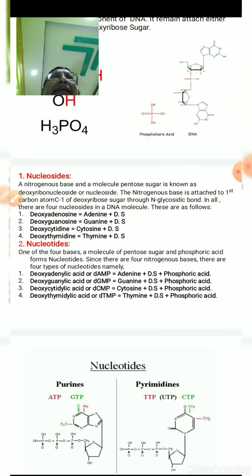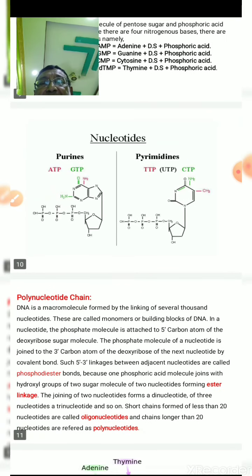Remember one thing: these nitrogenous bases are always attached to the 1 carbon position by N-glycosidic bonds. Here is the chemical structure of the nucleotides: the purines ATP and GTP, and the pyrimidines TTP and CTP, and UTP also. So this is the chemical structure of the nucleotides. Naturally, now we know nucleosides and nucleotides.